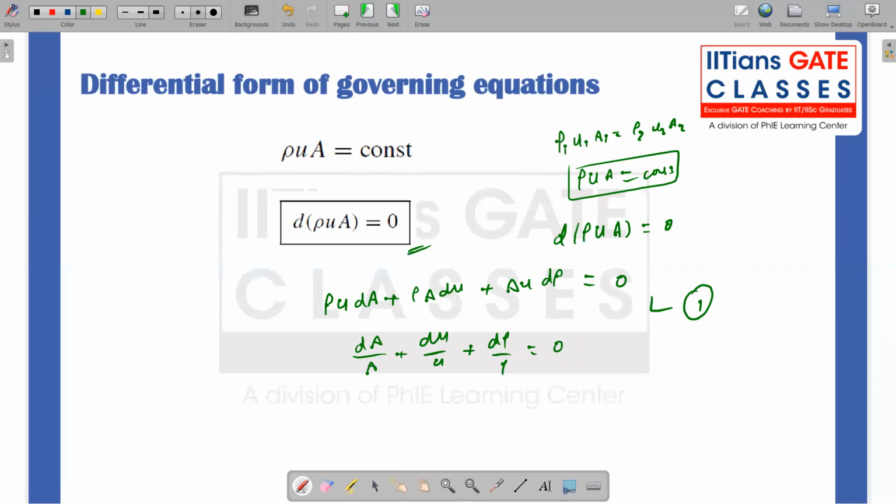It's nothing fancy over here. It's just the different forms of the same equation. We are just algebraically manipulating it. That's it. So let us call it equation 2. These are different forms of the governing differential equation. Okay, now we go on to see the differential form of the momentum equation.